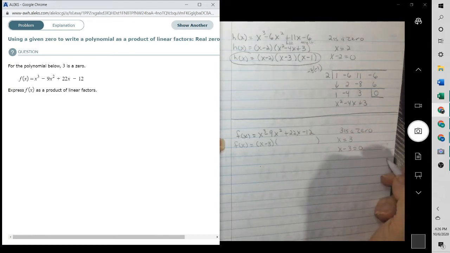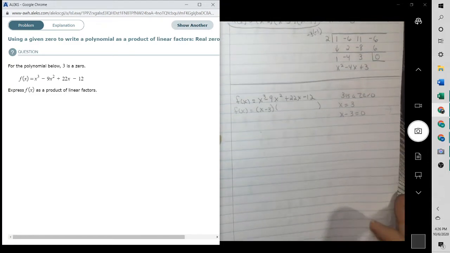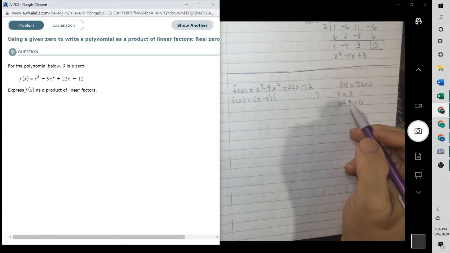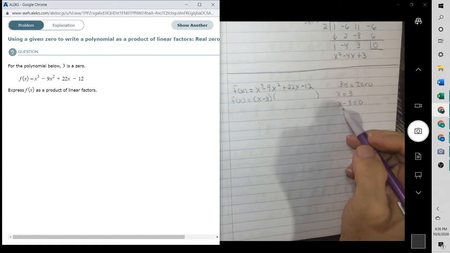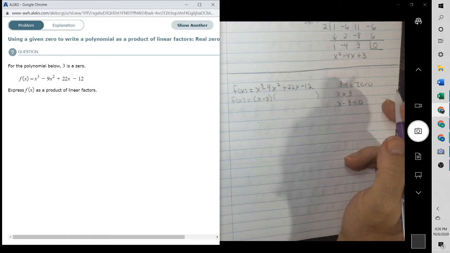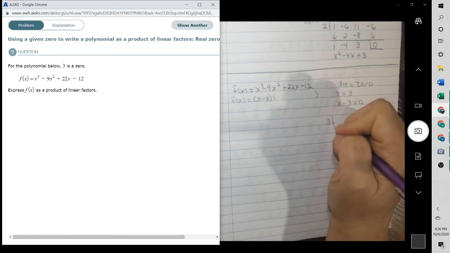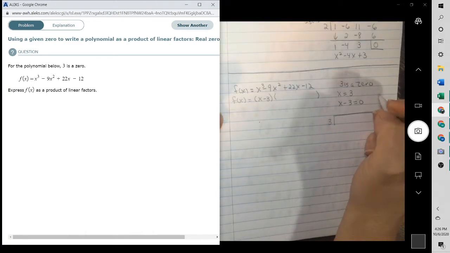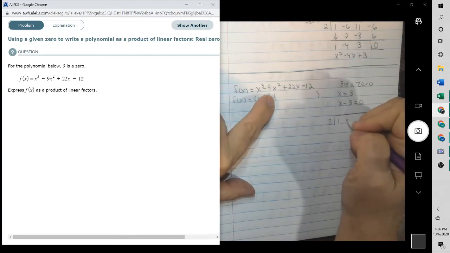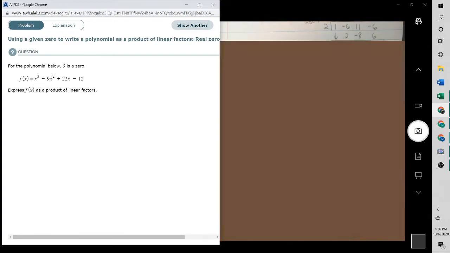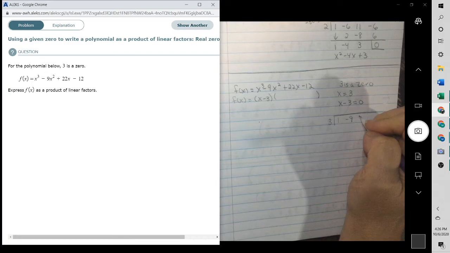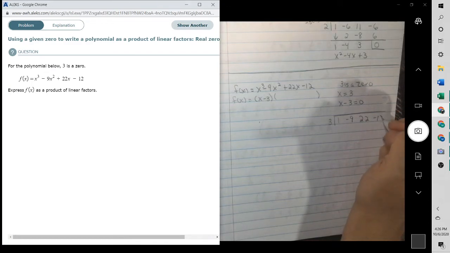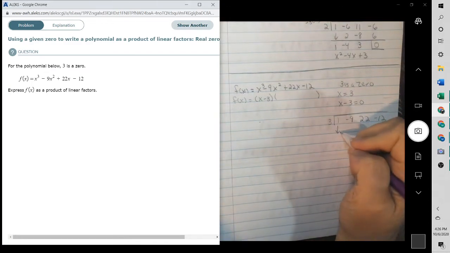And we have to find the rest of it. You need to divide. So you either use long division and divide by x minus 3, or you use synthetic and use the 3. I like synthetic. So we have 1, -9, 22, and a -12. Bring the 1 down.